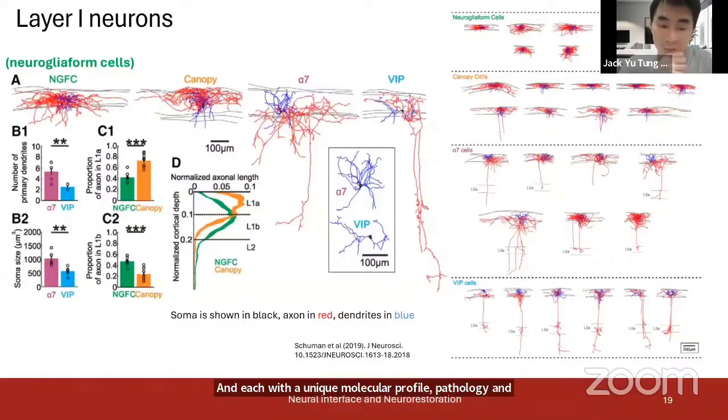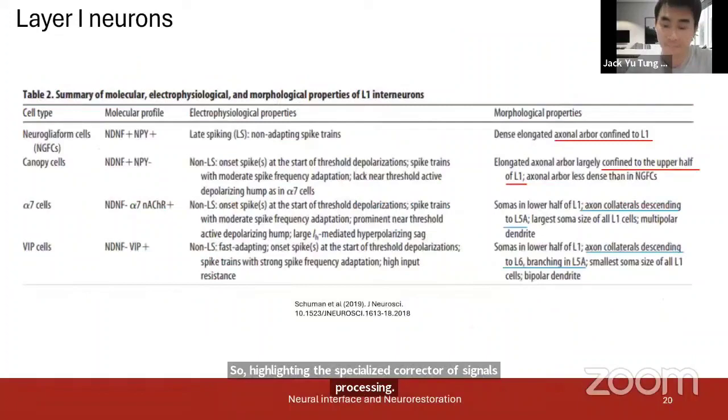So unlike other layers, most layer 1 neurons appear to be unique to the layer, highlighting the specialized character of signal processing that takes place in L1.